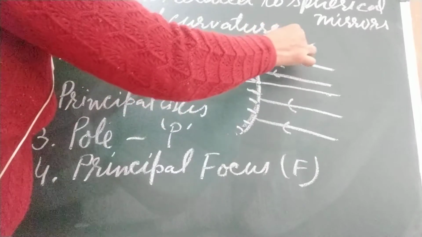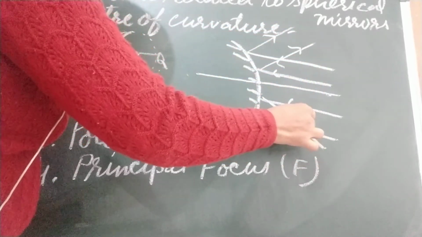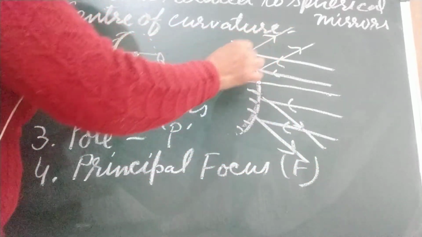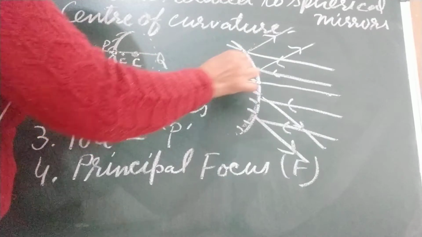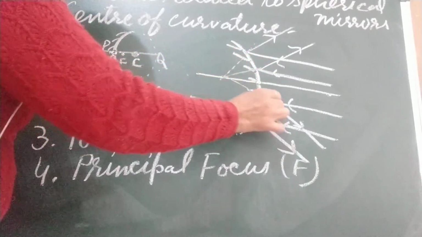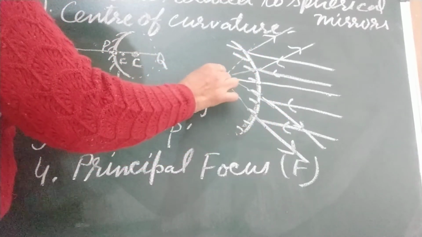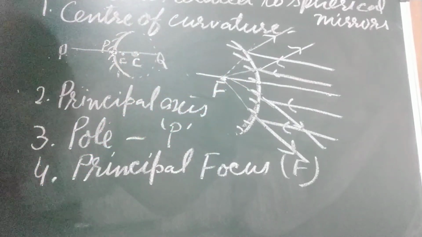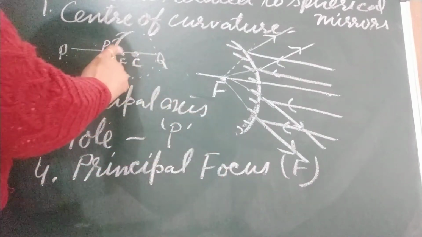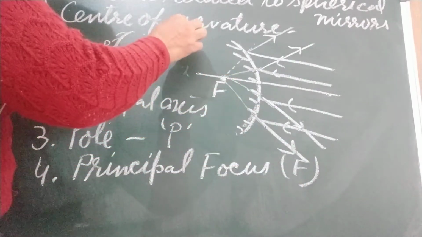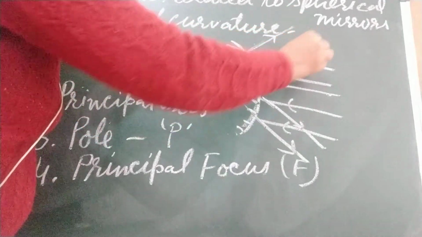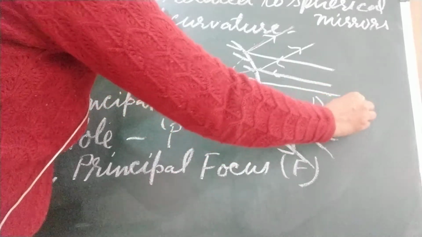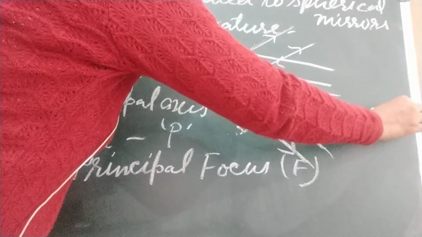Why diverging? These rays diverge. But these rays seem to be coming from the back side. So this is the focus, the principal focus, at the back of the mirror. Is this clear? This is called a diverging mirror because it diverges the rays. That is why it is called a diverging mirror.